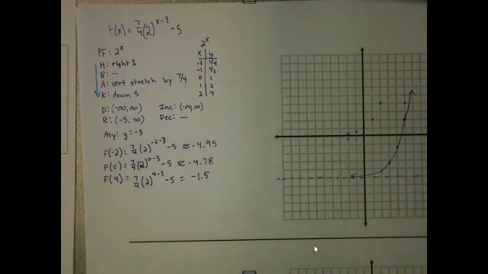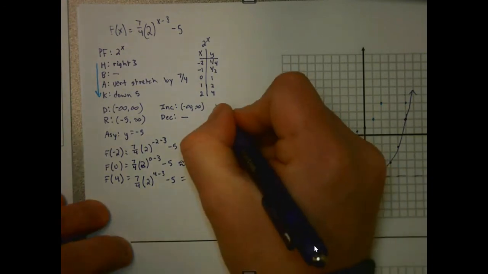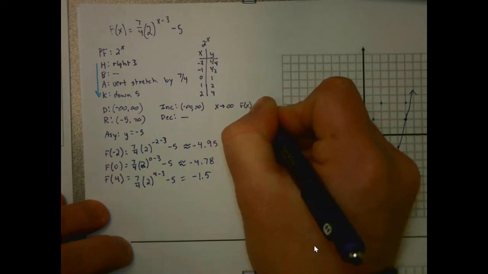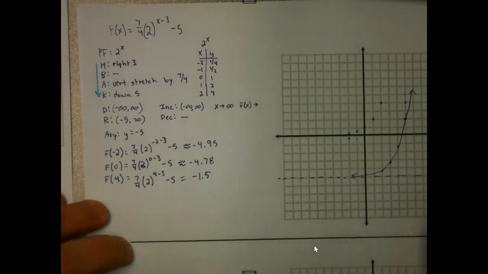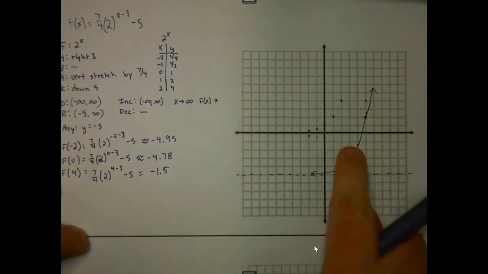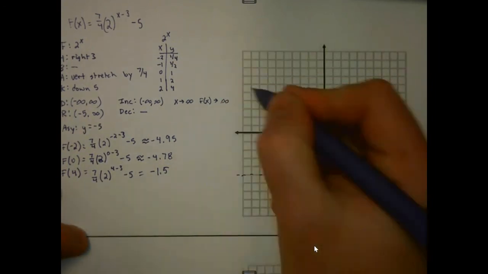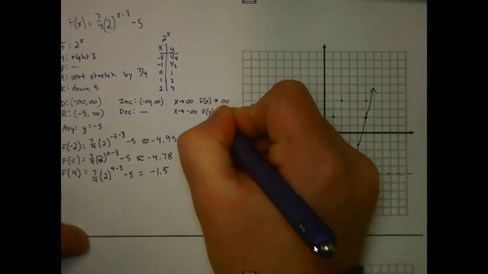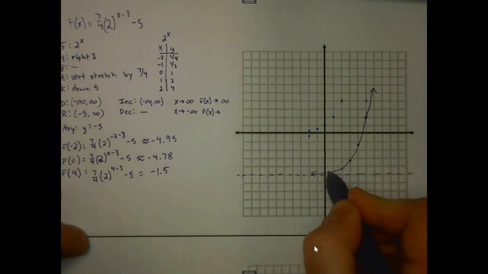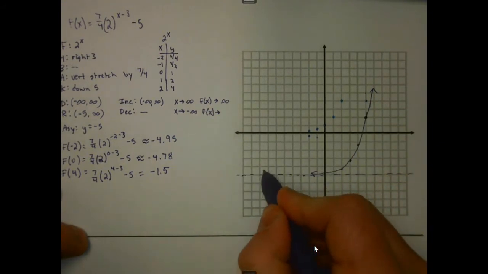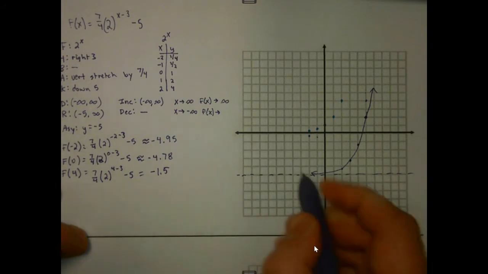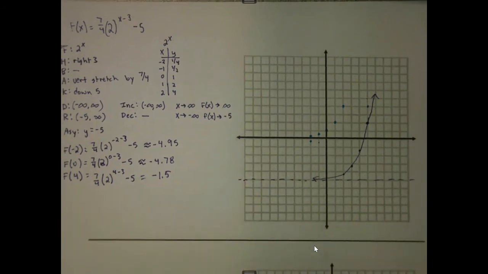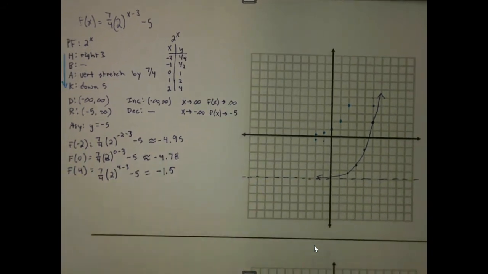State the end behavior. Okay, so as x goes to infinity, f of x goes to, okay, so as I go this way, your y values are going to positive infinity. As x goes to negative infinity, f of x goes to, okay, so as I come this way across the graph, your y's become a constant really close to minus 5. Okay, so these approach minus 5. Okay, so we got end behaviors.